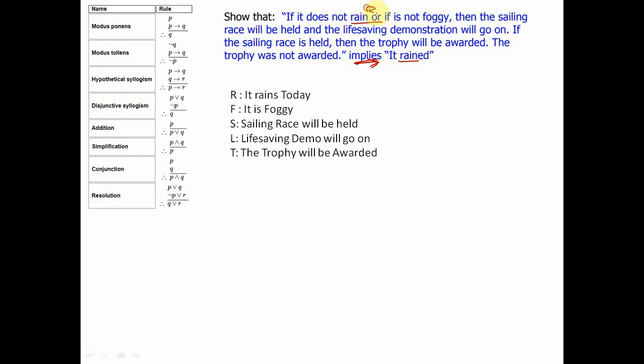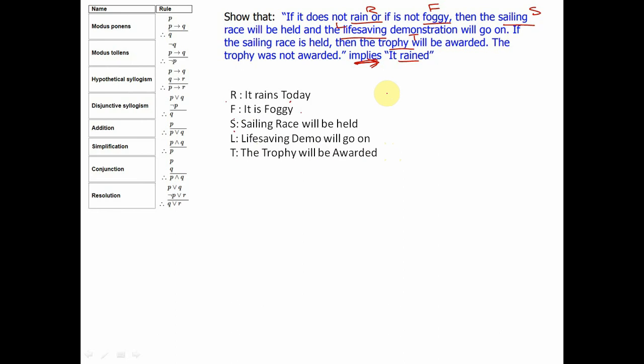Rain, let's call it R. Foggy, let's note it by F. Sailing race, let's call it S. Life-saving demonstration, let's call it L. Trophy, let's call it T. So it rains today, R. It is foggy, F. Sailing race will be held, S. Life-saving demo will go on, L. And the trophy will be awarded, T.